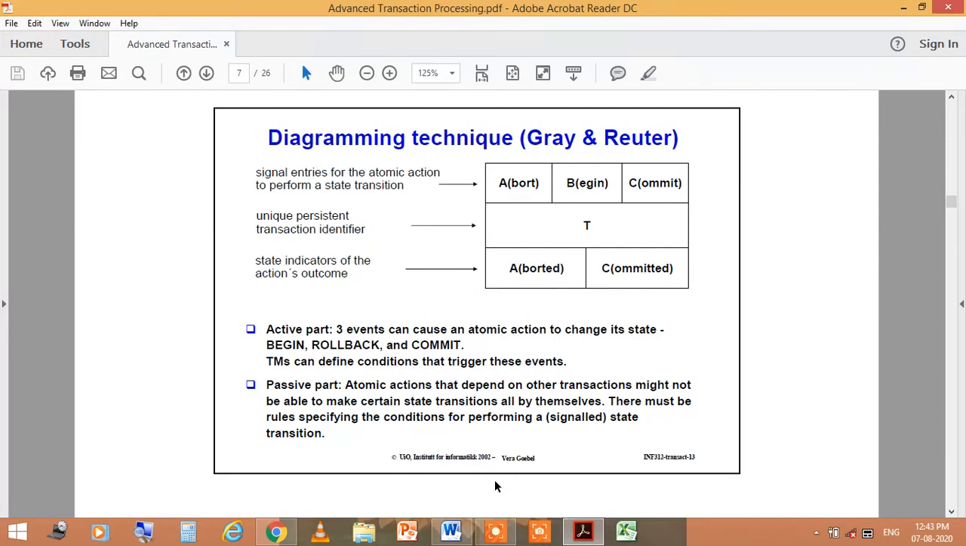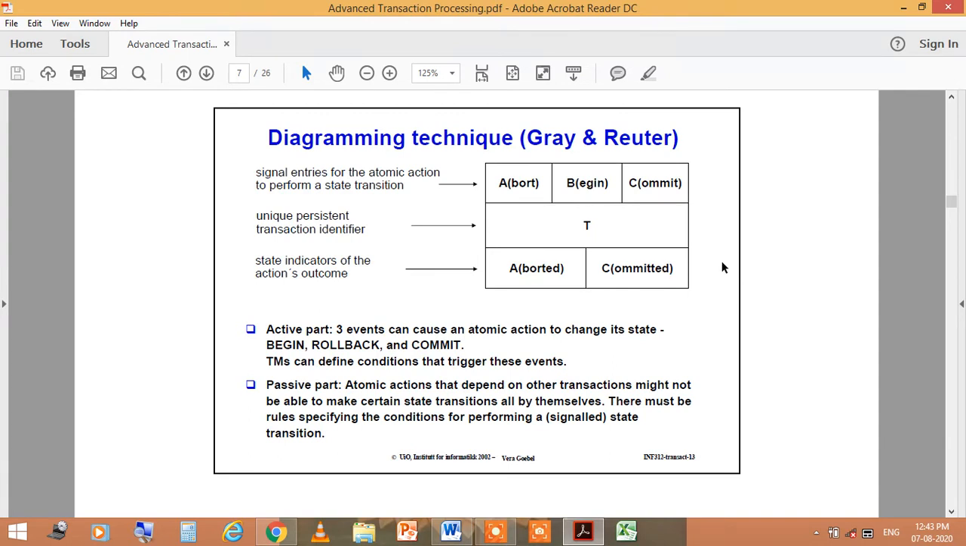You see in this picture that there is abort, begin and commit, and aborted and this is the committed. So this T is a transaction model. If a signal enters for the atomic action to perform a safe transition, then for this you enter into either abort, begin or commit. These three conditions are there.